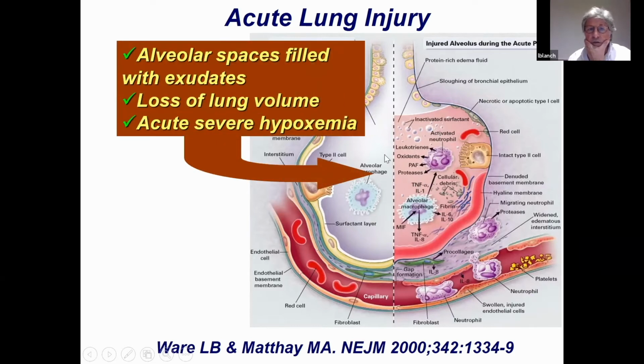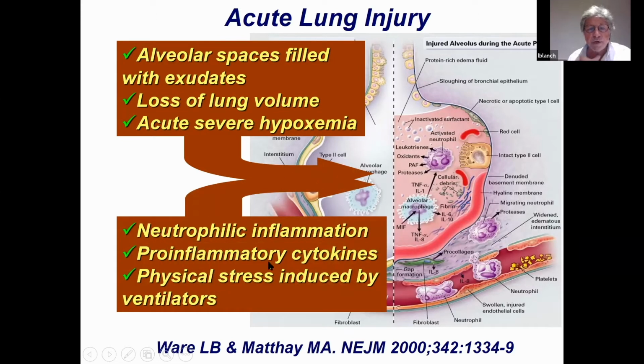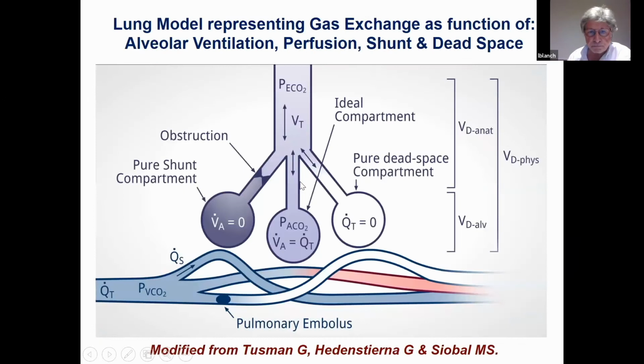And in that condition, alveolar spaces are filled with exudates, there is loss of lung volume, and then there is severe acute hypoxemia, and these are the factors: neutrophilic inflammation, pro-inflammatory cytokines, physical stress induced by ventilators. Now, there are a lot of papers and reasoning at the bedside about oxygenation and the derangement of oxygenation, but it's not as common to talk at the bedside about dead space.